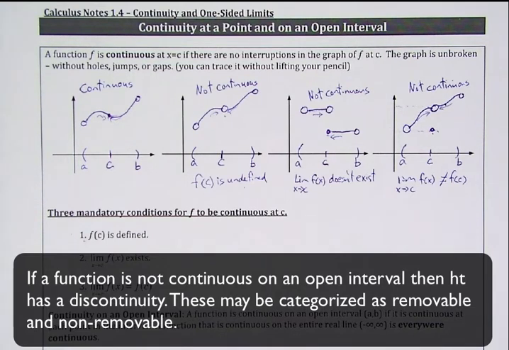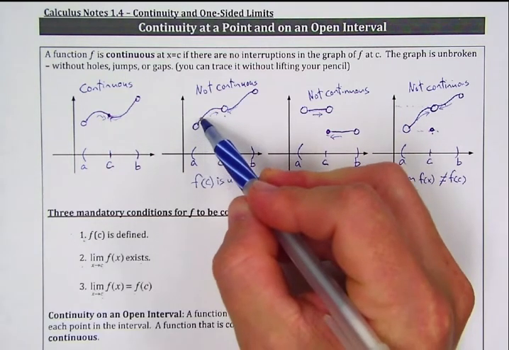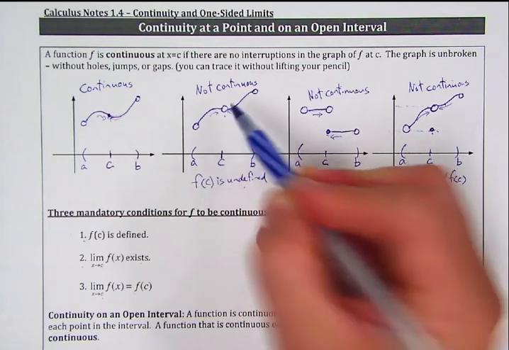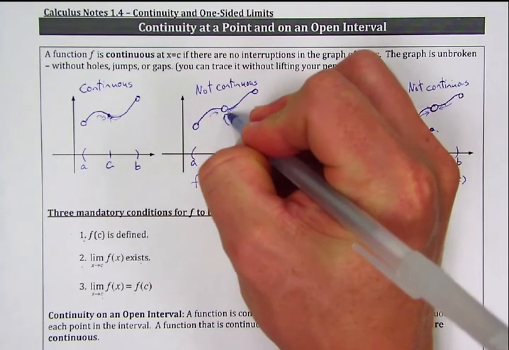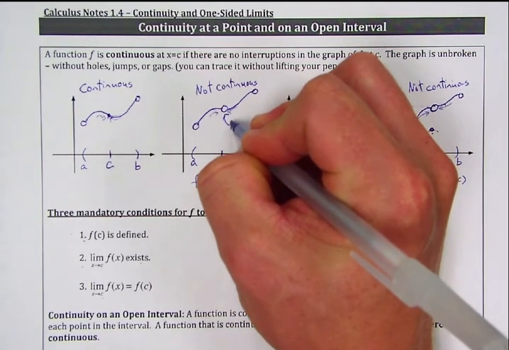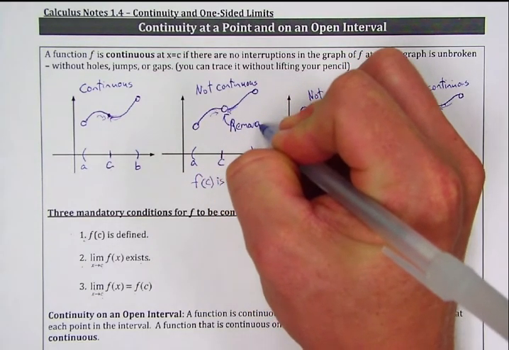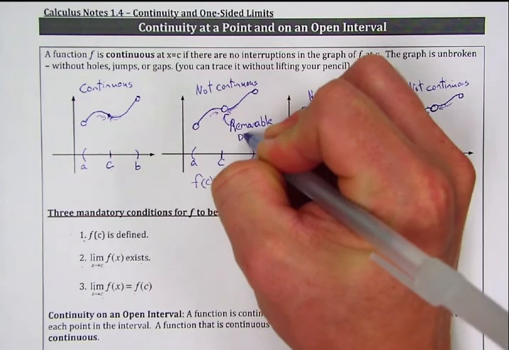So let's take a look here. So this one is not continuous. What type of discontinuity do we have? This is a removable discontinuity.